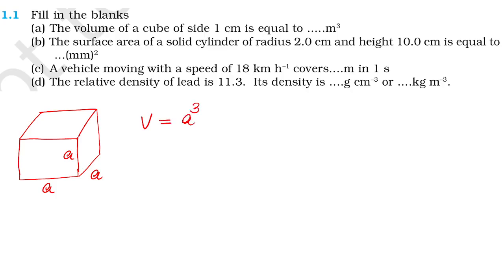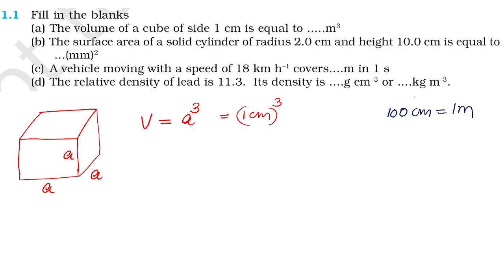You studied in the lower classes that the volume of a cube is A cube. If you don't remember, please memorize it right now. Volume of a cube is A cube. The volume of a cube of side 1 centimeter is A cube, 1 centimeter cube. Okay, no problem, it's correct. But I want the answer in meter cube. I don't want the answer as centimeter cube.